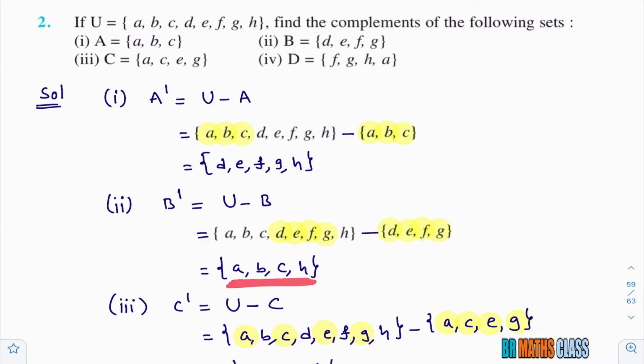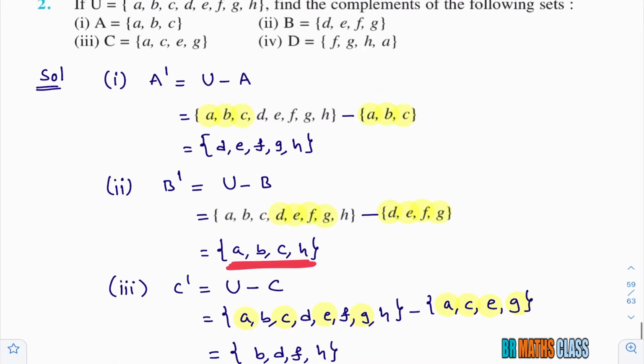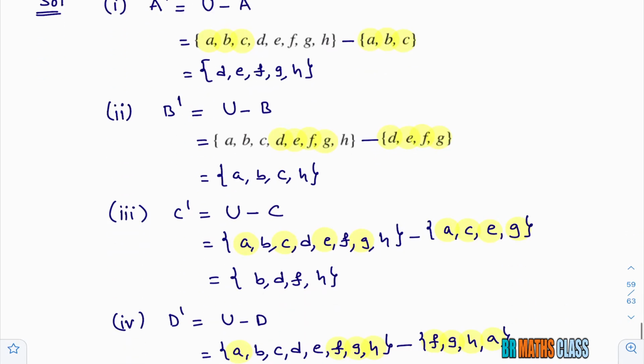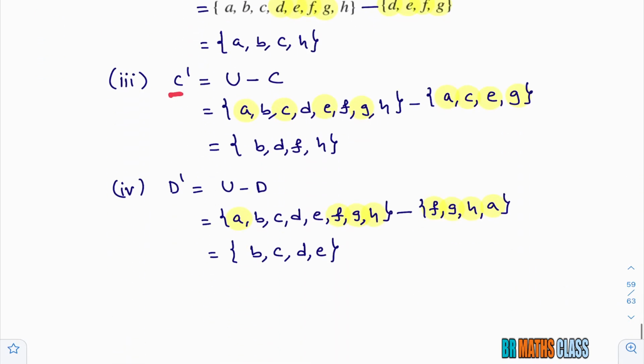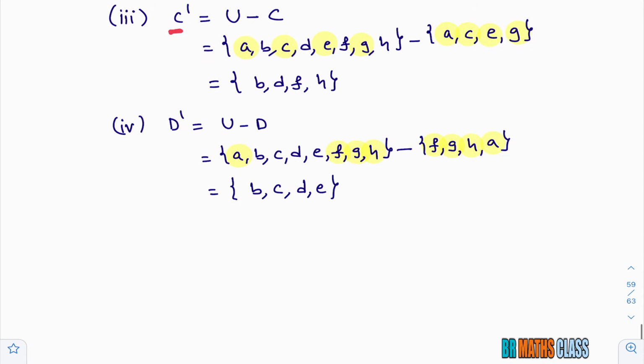This is B dash. Now the third bit, they given it as a set C. I need to write its complement, C dash. C dash means U minus C. So first I'll write the universal set, right? Universal set minus C. Now you identify the common elements.